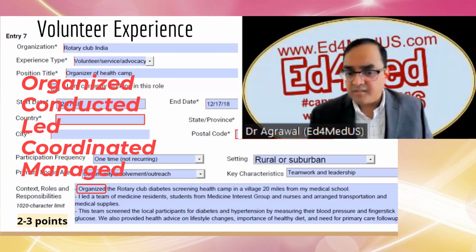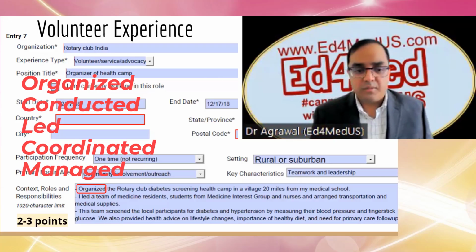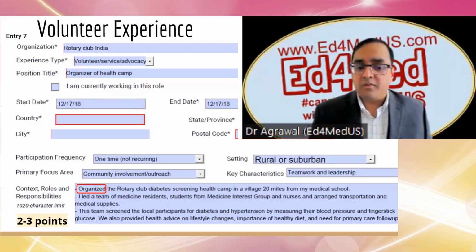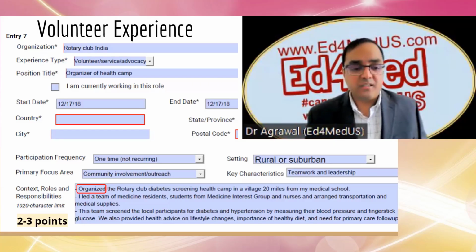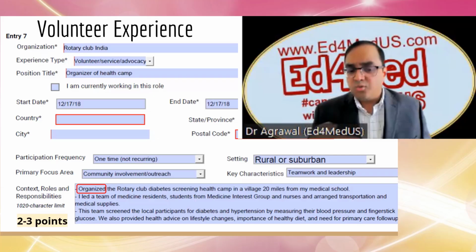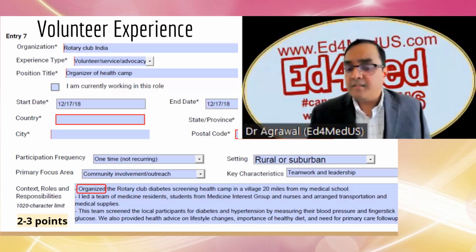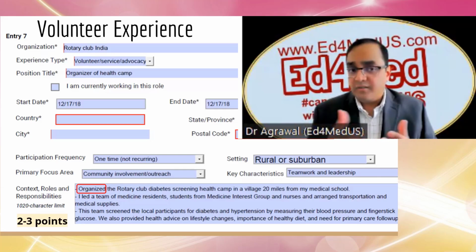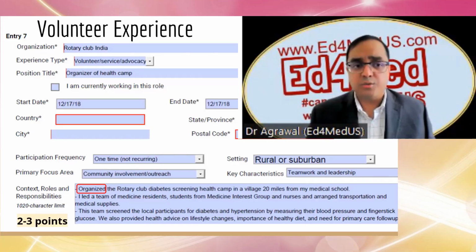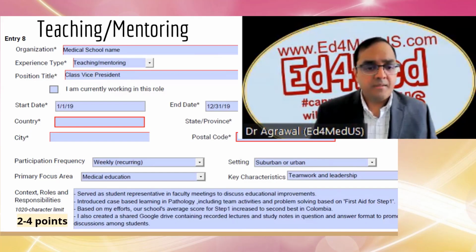Organized a Rotary Club diabetes screening health camp in a village 20 miles from my med school. I led a team of medical students and nurses and arranged transport and supplies. This team screened the local participants for diabetes, hypertension, and provided health advice on lifestyle changes, healthy diet, and primary care follow-up. Nicely written, short, concise, 2 to 3 points. That's all you need to do for volunteer experience.